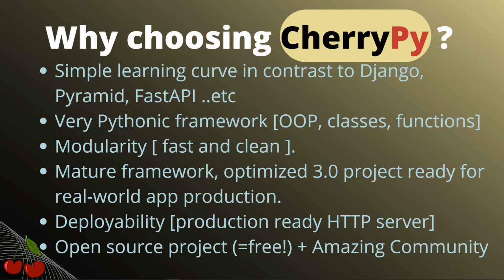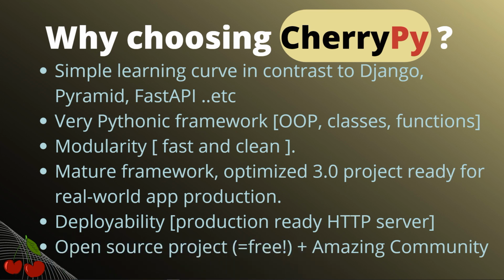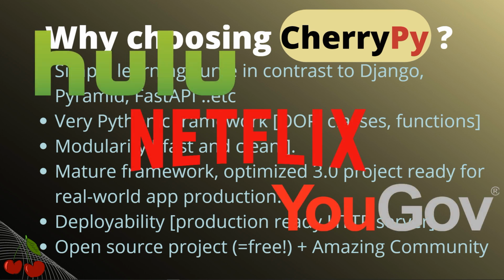Also, deployability. Unlike many other Python web frameworks, there are cost-effective ways to deploy your CherryPy applications. Out of the box, CherryPy includes its own production-ready HTTP server to host your application, and it can be deployed on any WSGI-compliant gateway. It's also an open-source project, which means free, so all of CherryPy is licensed under the open-source BSD license, which means CherryPy can be used commercially for zero cost. Plus, it has an amazing supportive community. Some of the websites also running on top of CherryPy are Hulu, Netflix, and YouGov.